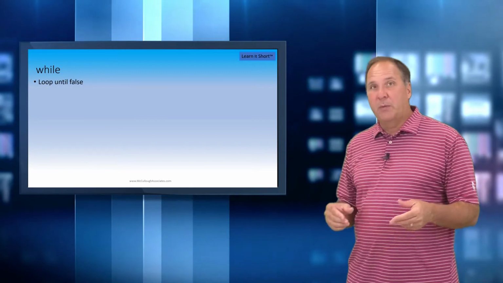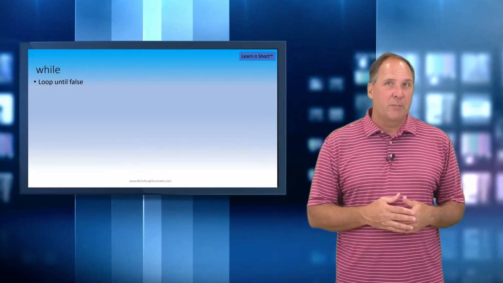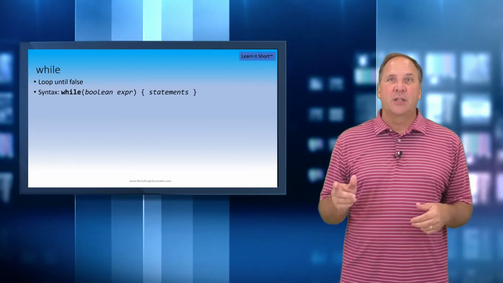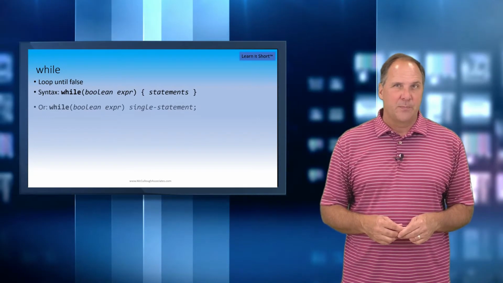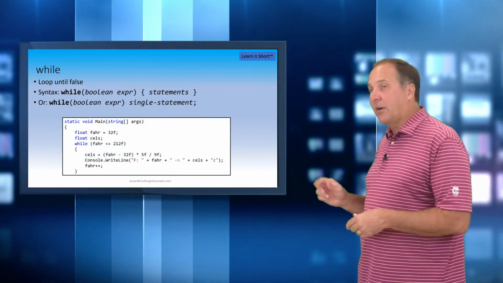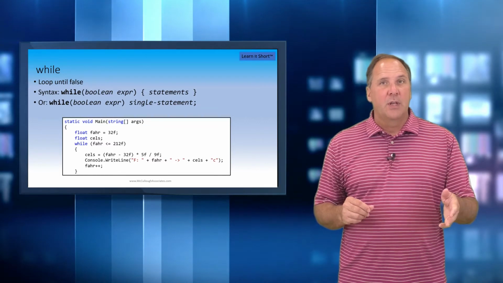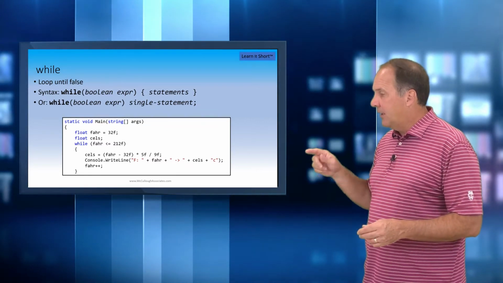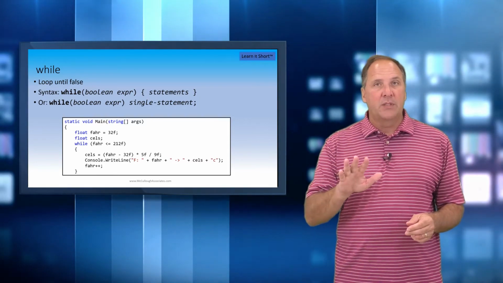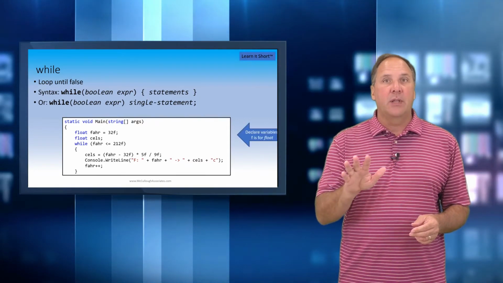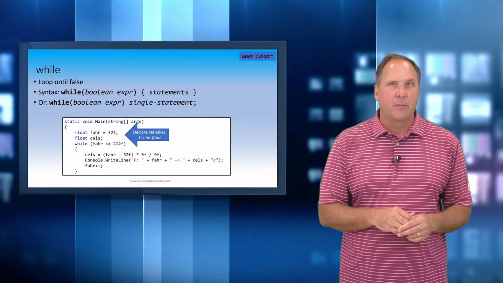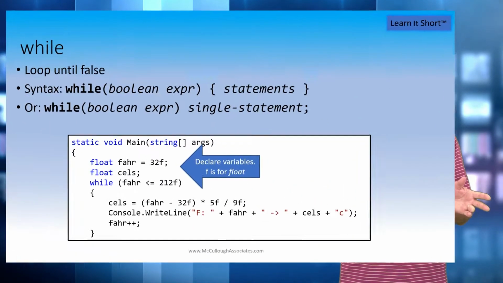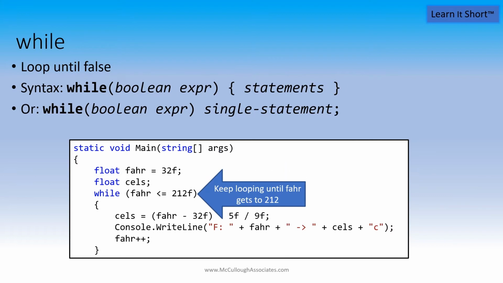Our first loop is the while loop. This simple loop repeats the target statement or block of statements until the condition evaluates false. In this example, we declare a couple of float values. Notice that the initialization of far is 32f. The trailing f means that we want the compiler to treat the integer 32 as a float rather than an int. Now, we loop as long as far is less than or equal to 212.